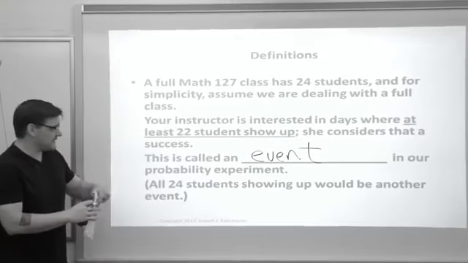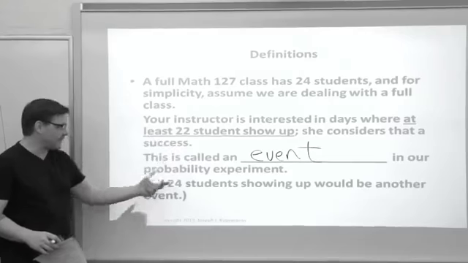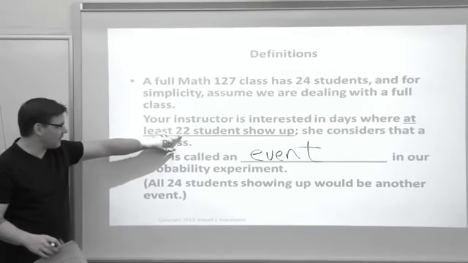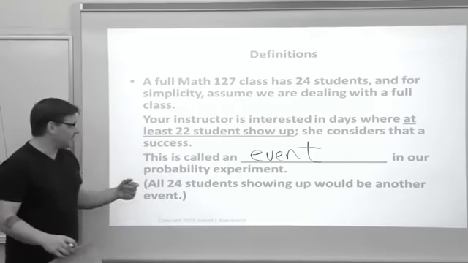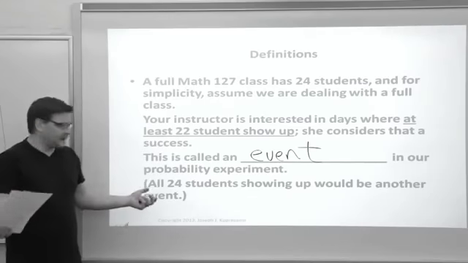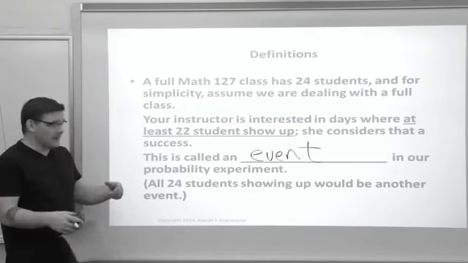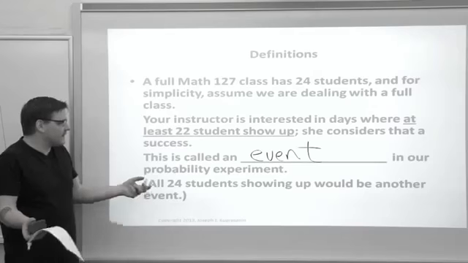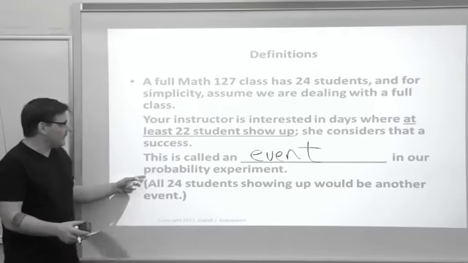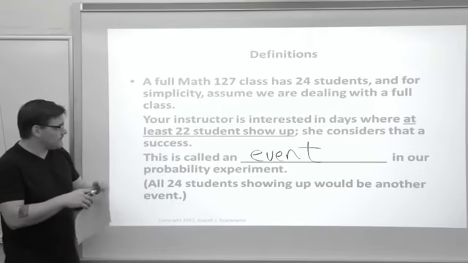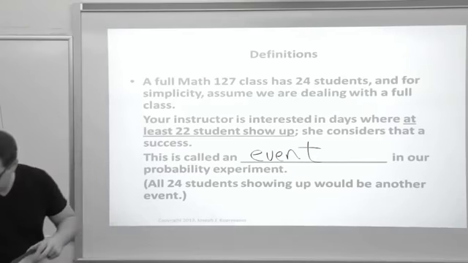It's something that we're interested in. Maybe we'll count up the number of times that at least 22 students show up. And I can have other events. Another event could be perfect attendance, for example, or exactly 7 students are absent, right? These are all events for the probability experiment. All right, moving on.